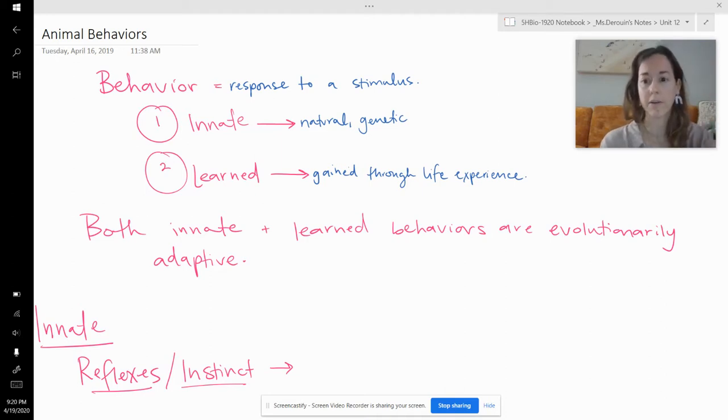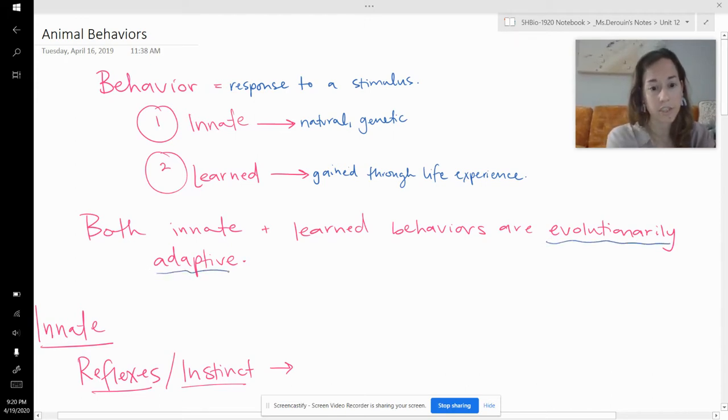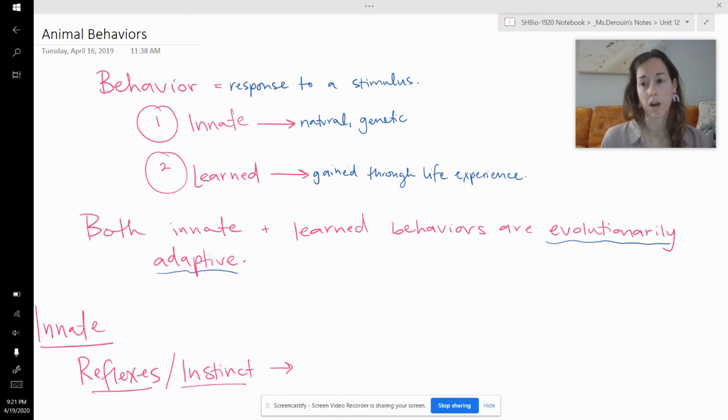One thing I definitely want to mention is that both types of behaviors, whether it's innate, natural, or a learned behavior, it's evolutionarily adaptive to do these behaviors. Whether it's defending your territory against predators or defending your offspring against predators, those are innate behaviors that are evolutionarily adaptive because in the case of offspring, you're protecting your future. That's how your genes are going to get passed on.